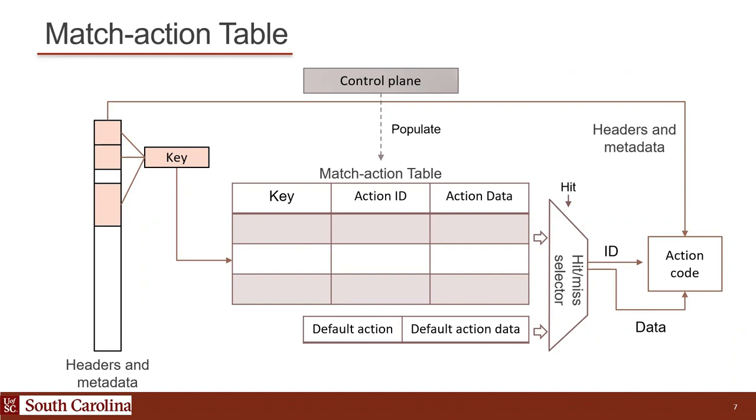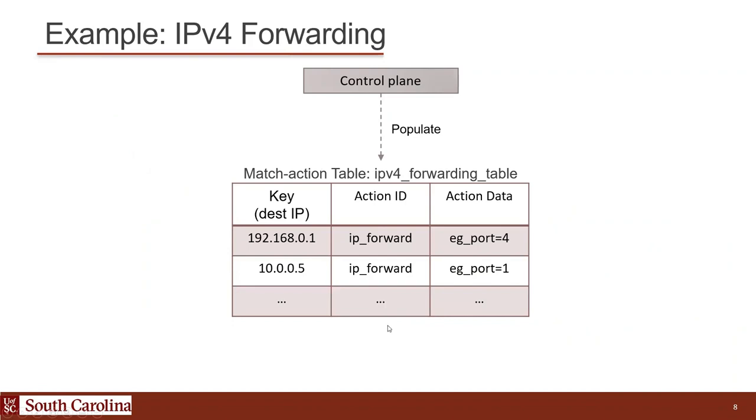Okay, I can give a very simple example here. If you want to achieve IPv4 forwarding, there are plenty of ways you can do that. This is completely decided by you as the programmer. But if you want to walk through this kind of example, in the match action table, let's say we call it the IPv4 forwarding table.